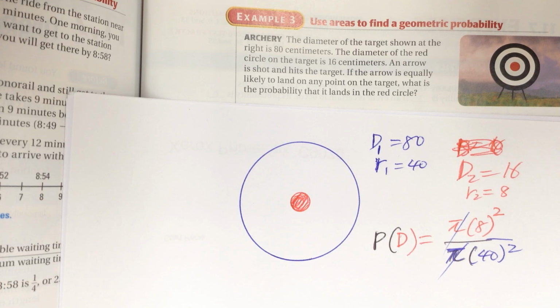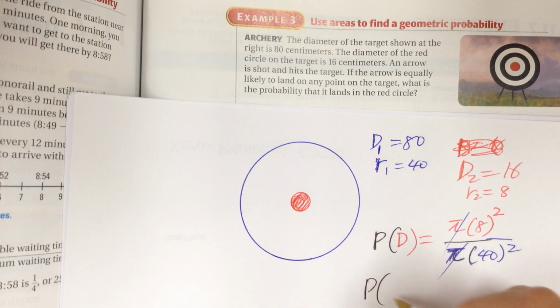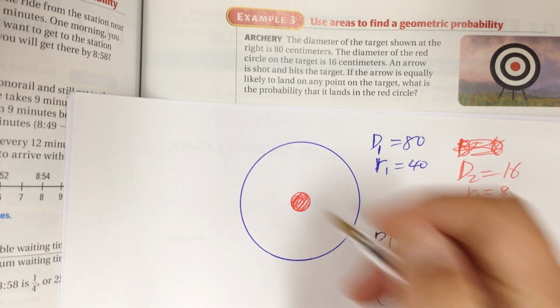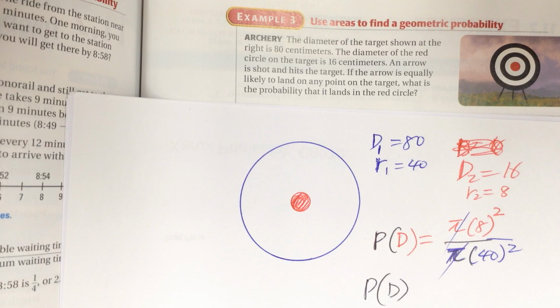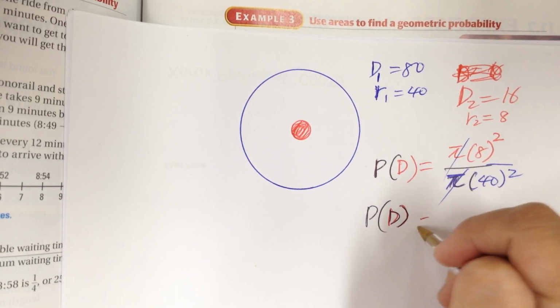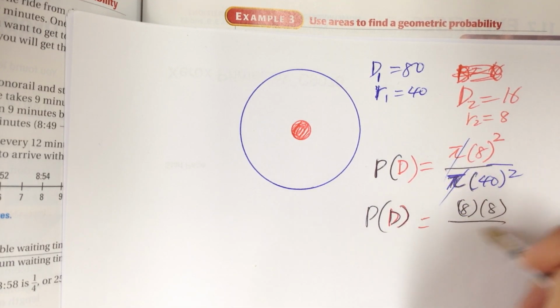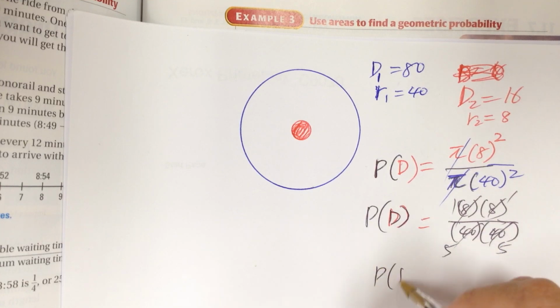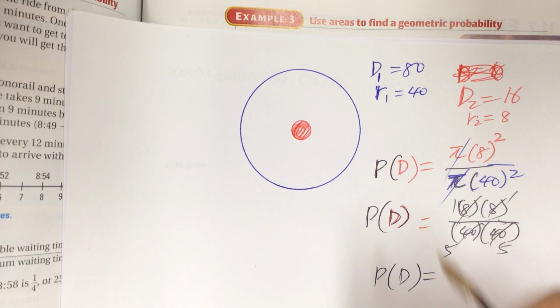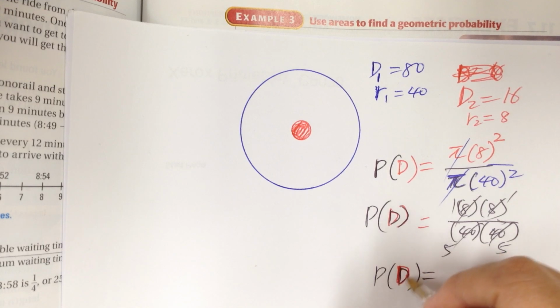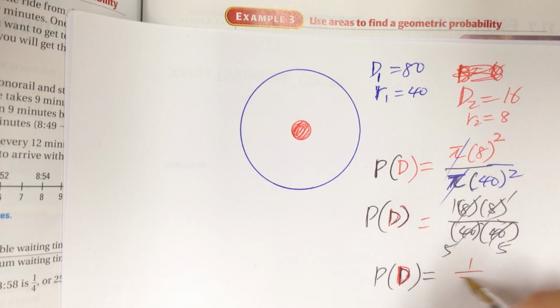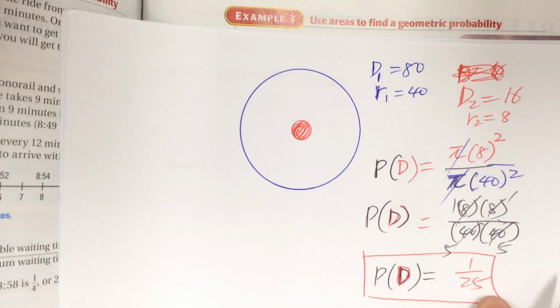and instead of multiplying out, you can reduce. So the probability that it will fall inside the red is the diameter of the red circle over the diameter of the big circle. If you write it out, notice it cancels 1 and 5, 1 and 5. So the probability it will land in the red would be 1/25.